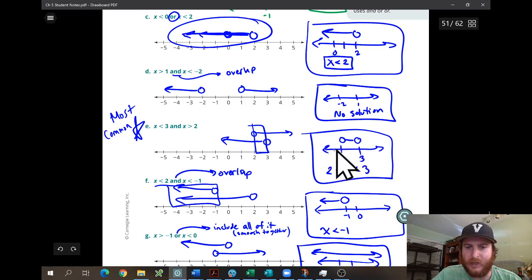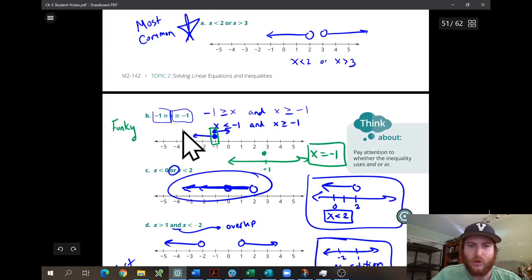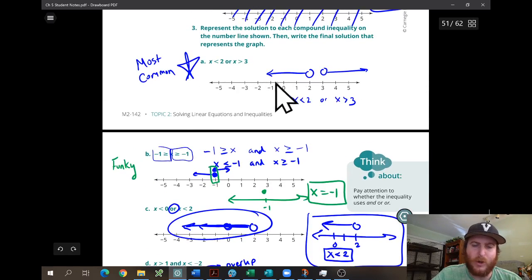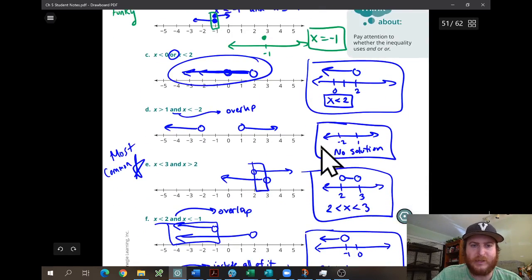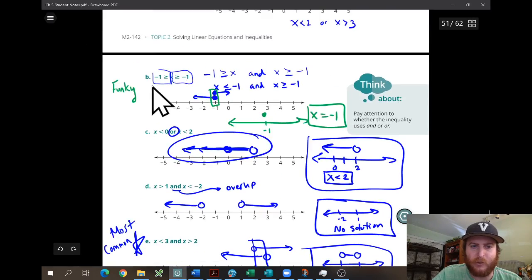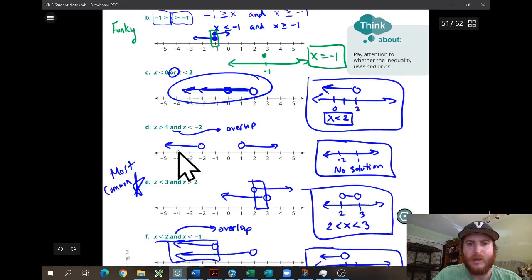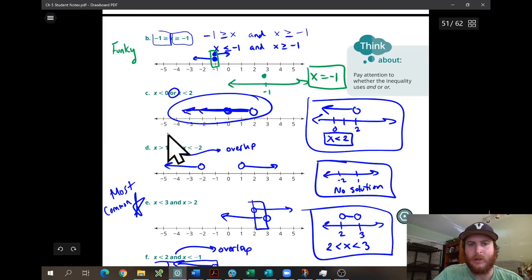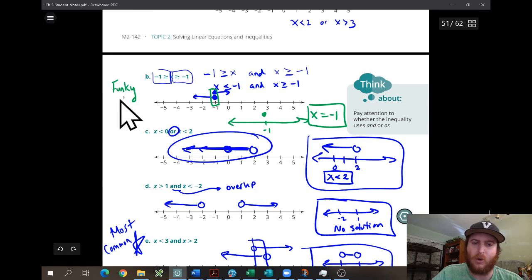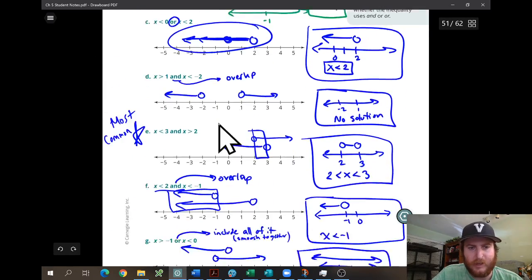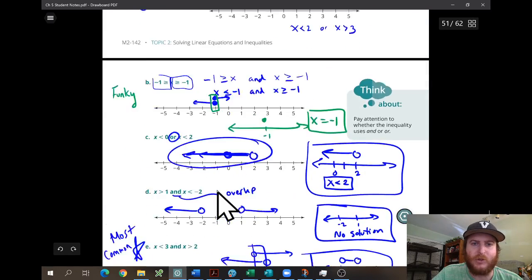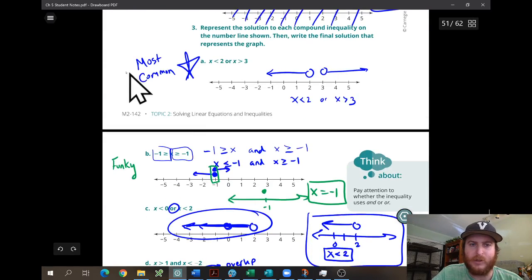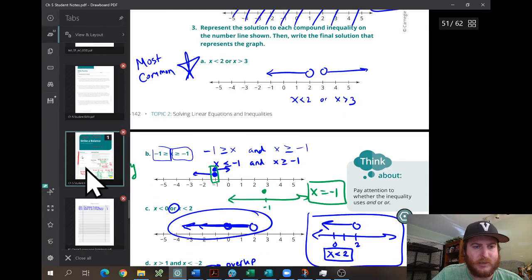We'll get something like E, either written like this, 2 less than x less than 3, or this way. Or we'll get something like A. Those are our most common situations. But when we understand these other ones, B, C, D, F, and G, that really solidifies the concept. So then we really understand what it means to say or, and what it means to say and. I know this is a little bit of a confusing topic for some of us. So just use this. It might even be a good idea, if this confuses you, to put these examples on your flashcard when we take our test.